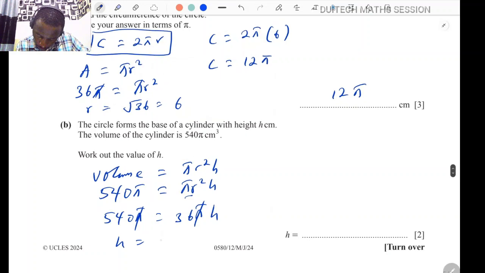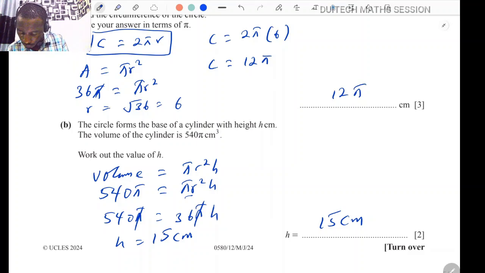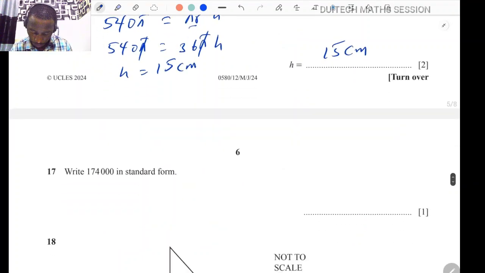So my h is 15 centimeters. Take note, in this case they do not indicate centimeters, so you have to write it to show that you understand you are obeying the laws of units, right? So you have to write the centimeter.